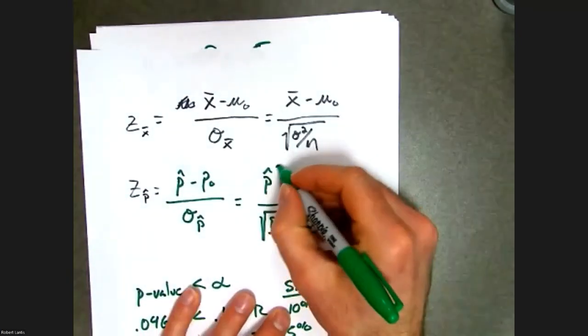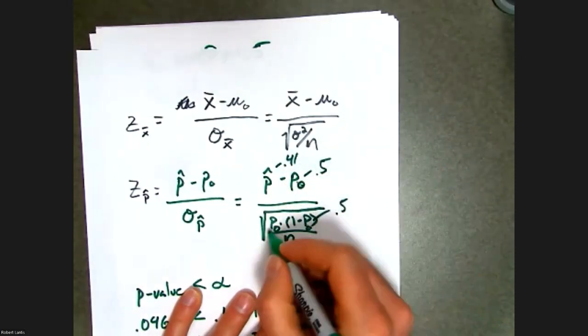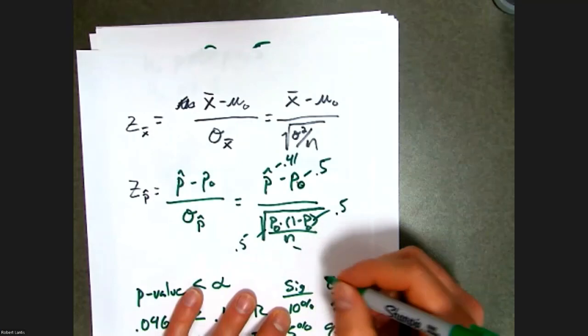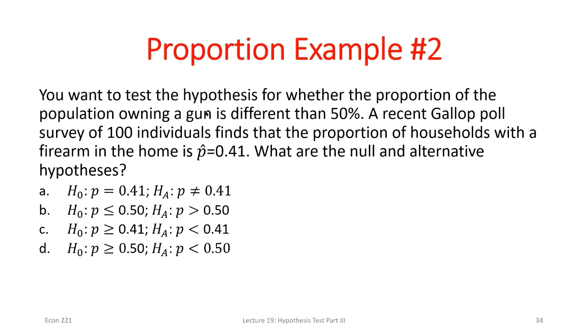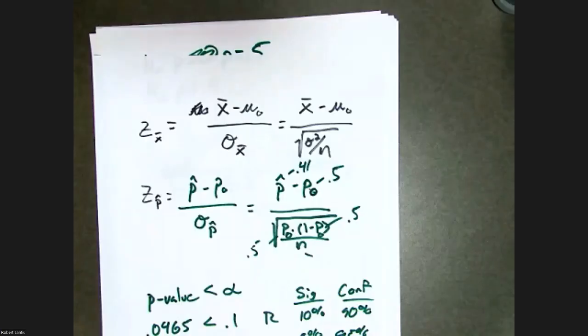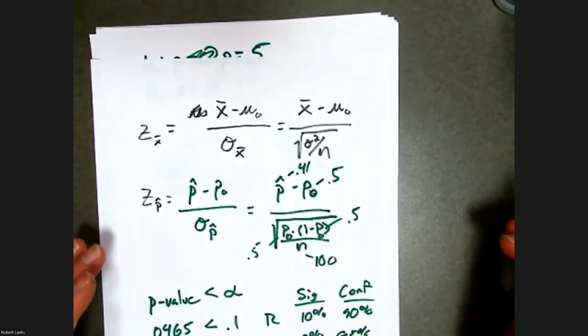So we go back and use this general form of the equation. We're going to plug in all of our values. So we have 0.41, 0.5, 0.5, 0.5. And I think our sample size was, I don't remember, so I'll go back. Sample size of 100 people, right? So now I've got everything plugged in. It's just a matter of getting this entered into my calculator correctly, right?